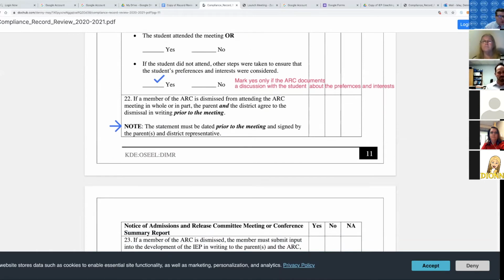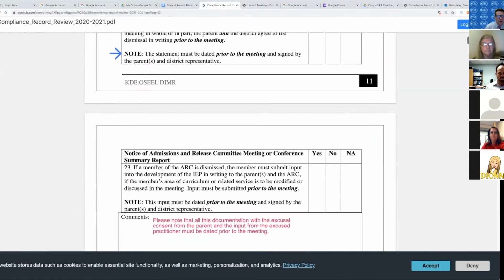22, we're about to talk about excusals. If a member of the ARC is dismissed from attending the ARC meeting in whole or in part, the parent and the district agree to dismissal in writing prior to the meeting. Then you get that excusal letter and you can go on and have that meeting. The statement must be dated prior to the meeting and signed by the parents and the district rep.